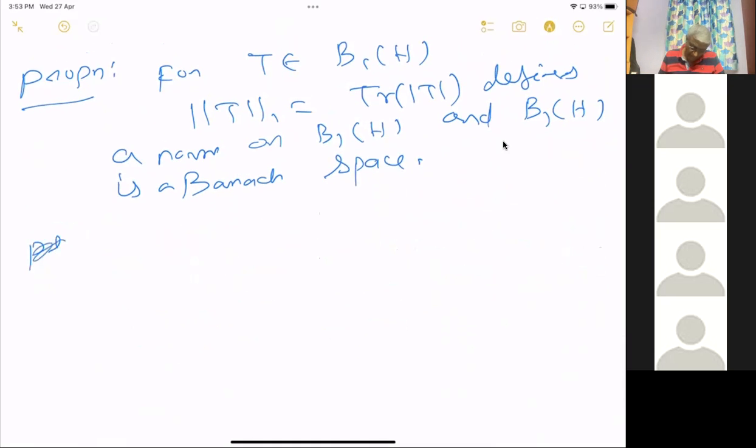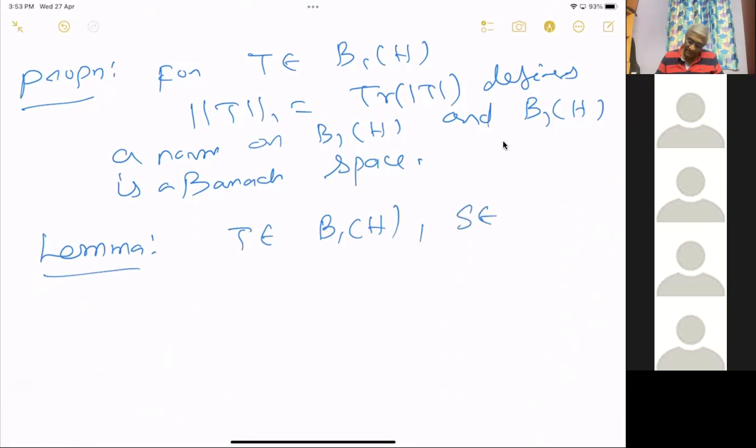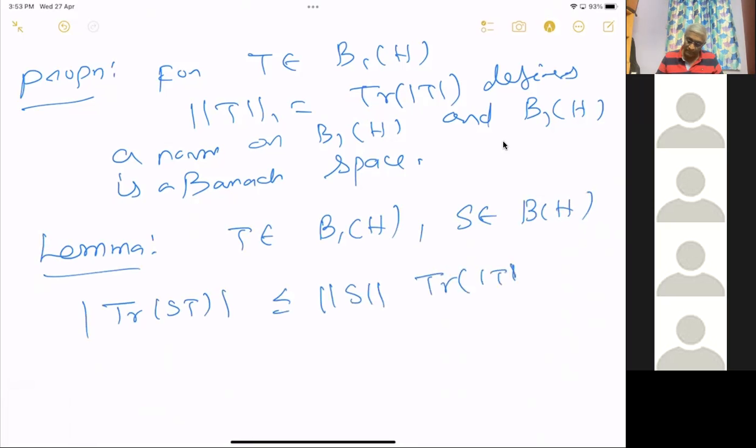So towards proving this, I want to prove a lemma. For T in B1H and S in B of H, the modulus of trace of ST is less than or equal to norm of S times trace of mod T. Actually, I want to prove something more further. Maybe I will.